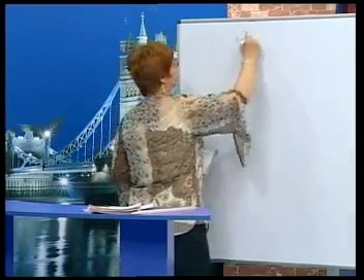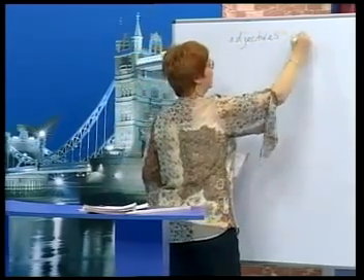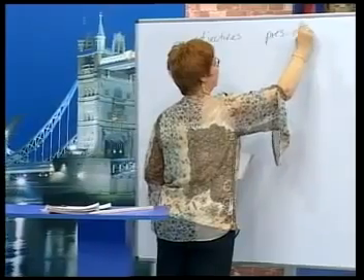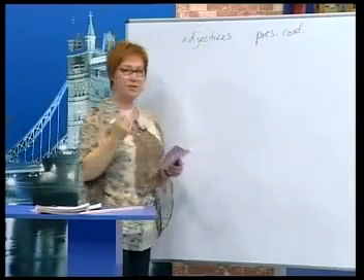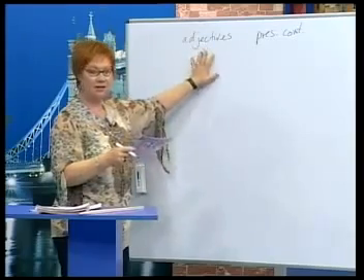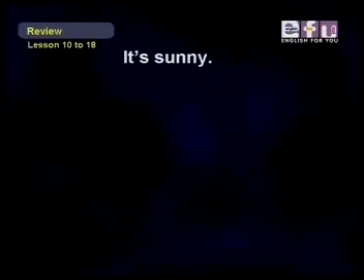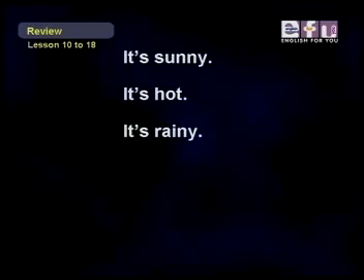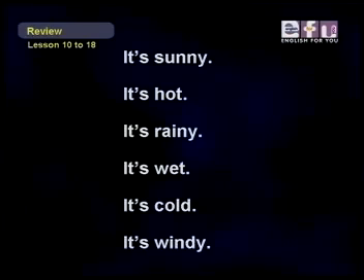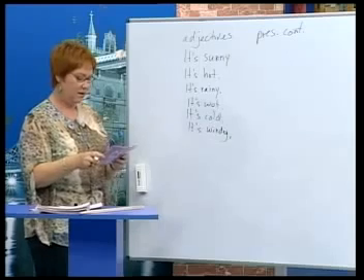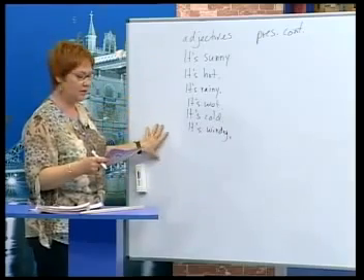Okay, now, when we talk about what the weather is doing now, we can use present continuous. So, we can use adjectives, or we can use the present continuous. So, we'll look at these two ways to talk about the weather. First, we'll talk about adjectives. Now, here are some things we can say. It's sunny. It's hot, it's rainy, it's wet, it's cold, and it's windy. Okay, so these are some adjectives for talking about the weather.